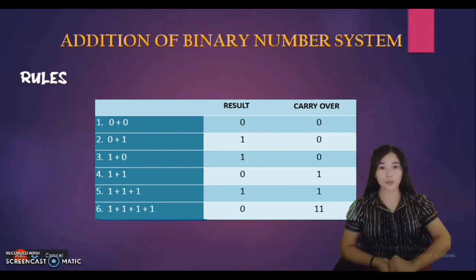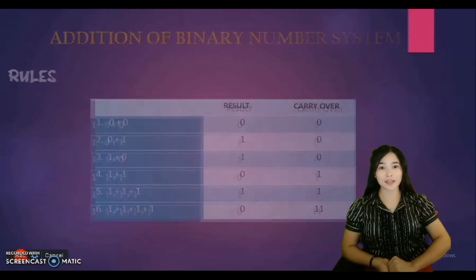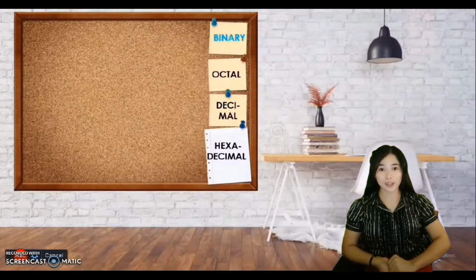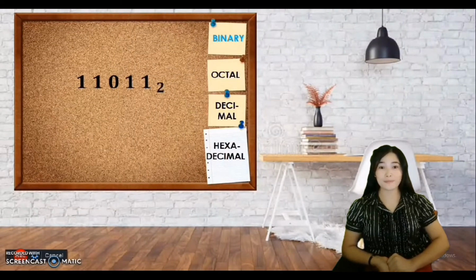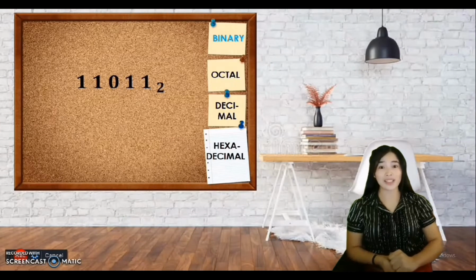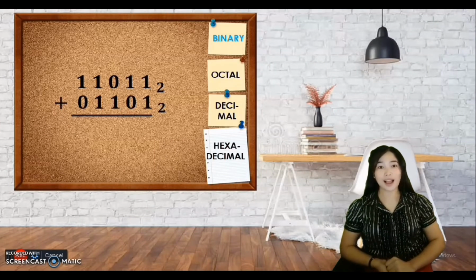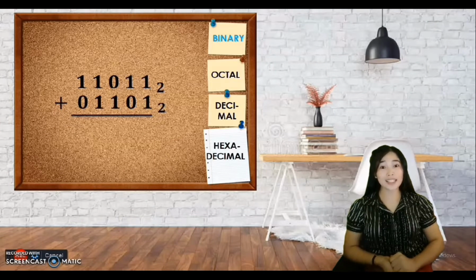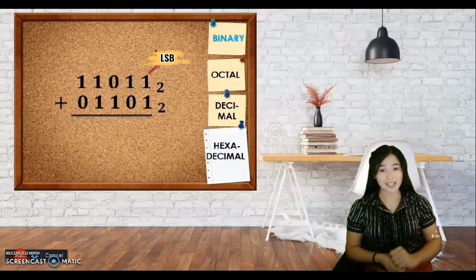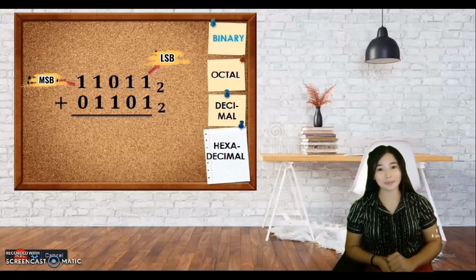1. As an example, to fully understand the topic, let's add the binary numbers of 11011 base 2 plus 01101 base 2. Ang pag-add nito ay mula sa less significant bit o yung pinaka-right side na digit patungo sa most significant bit o yung pinaka-left side na digit. Ang addition ng binary numbers ay madali lang. Kailangan lang natin na isundin at tandaan ang mga rules na nabanggit kanina.